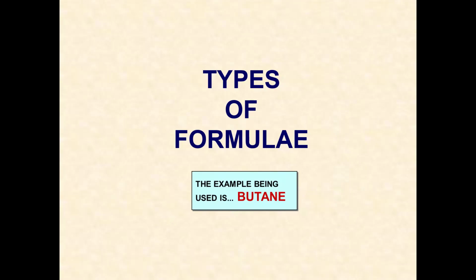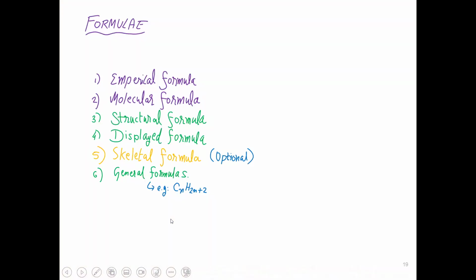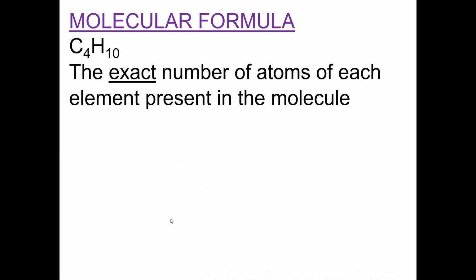We are doing a short lecture on types of different formulas in organic chemistry. In case of organic chemistry, we have different types of formulas. I'm taking butane as a common example in the start. Look at the formulas we normally use in organic chemistry. We have empirical formula, molecular formula, structural formula, displayed formula, skeletal formula, and general formula, which is like a whole sequence formula.